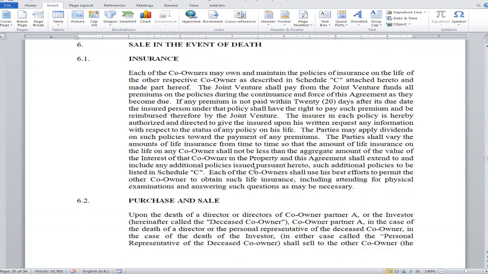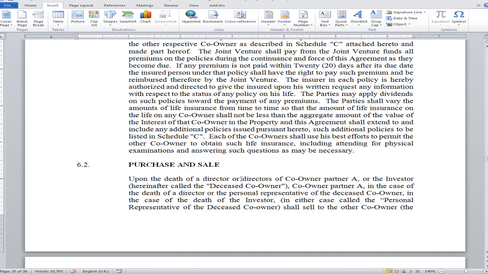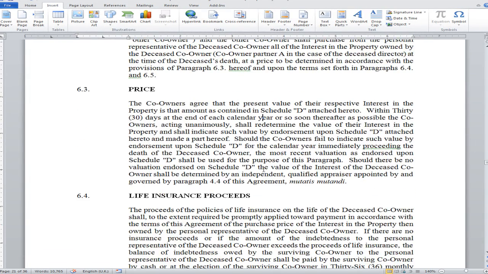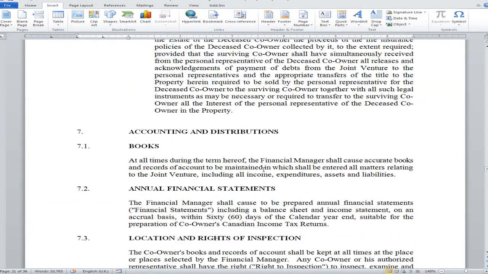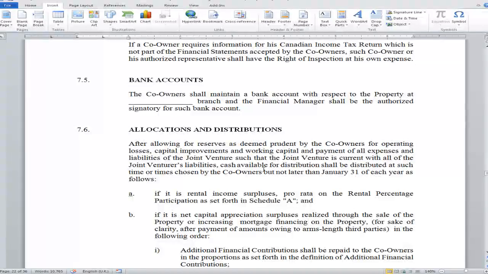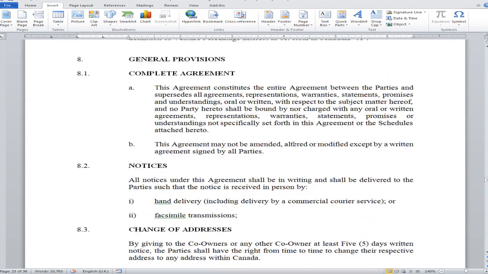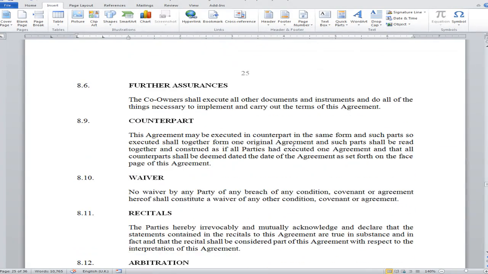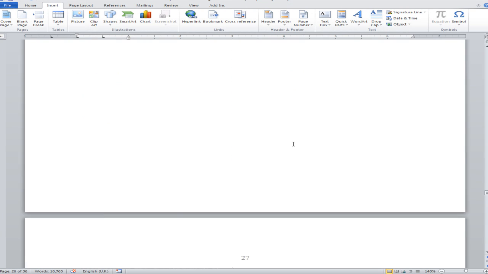I'm doing my best to keep this within time in case the sale of an event of a death, insurance, purchase and sale in case that happens. So you can see that we've pretty much what the price may be, life insurance, payment of delivery, accounting, and then what we do is we're getting to the bank accounts, allocation distributions, obligations, and you can see it's pretty involved. You can probably pause it and read it as you're going. It's going to take a little bit of research.